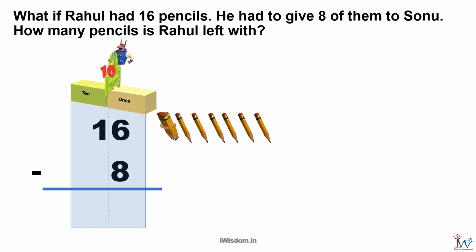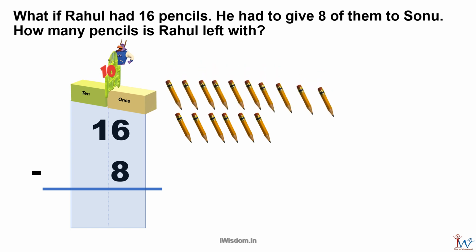When you don't have sufficient ones to strike off, you go to Monster 10 Gatekeeper and ask for help. Then Monster takes one bundle of tens, breaks the bundle, and gives you 10 ones. So the one bundle of 10 goes, and you get 10 ones.